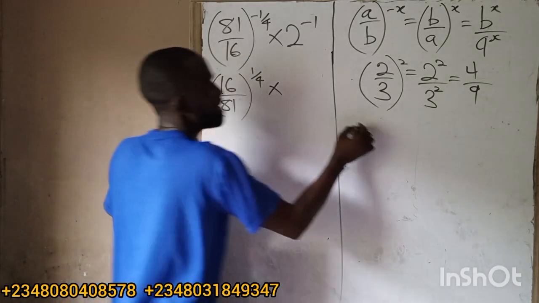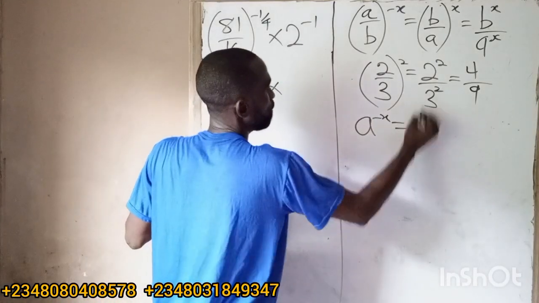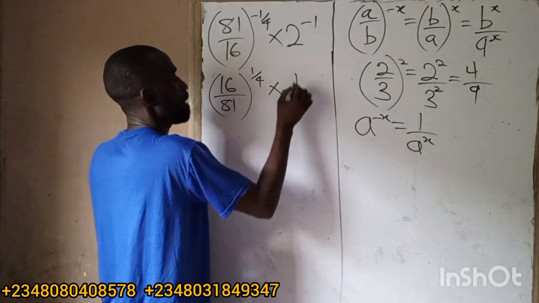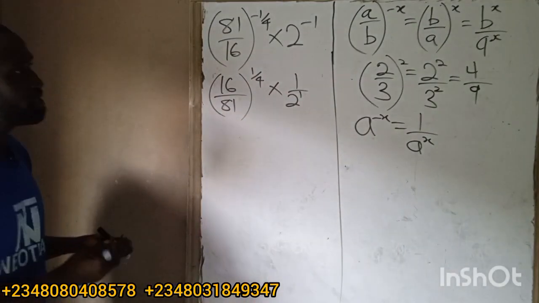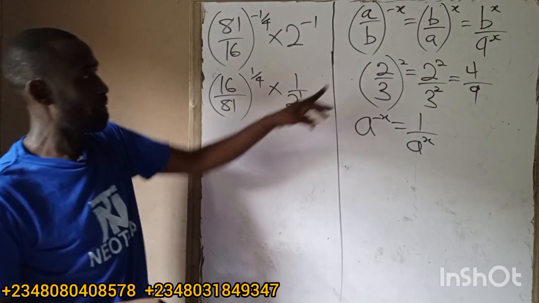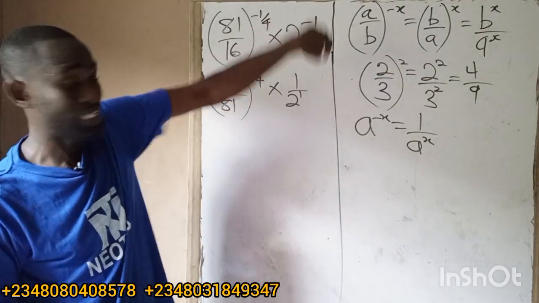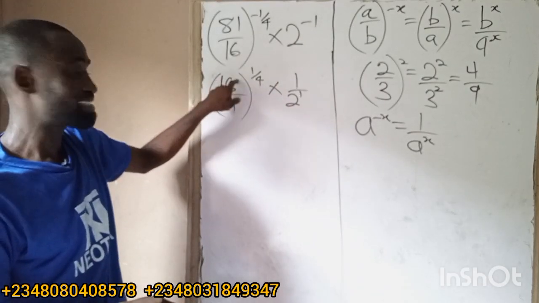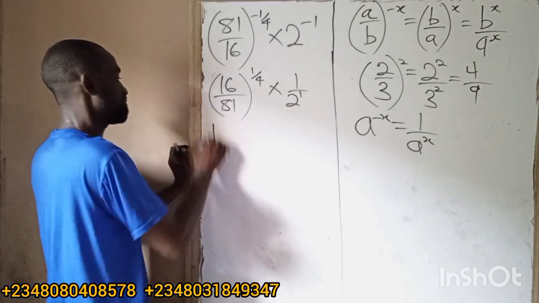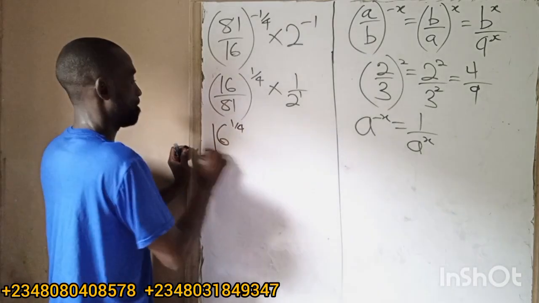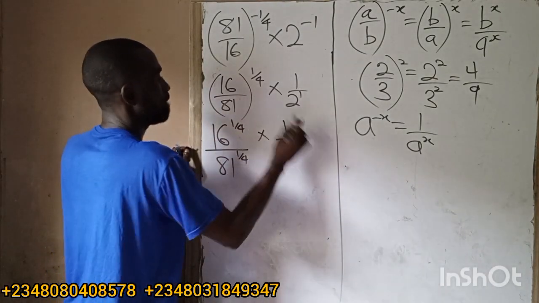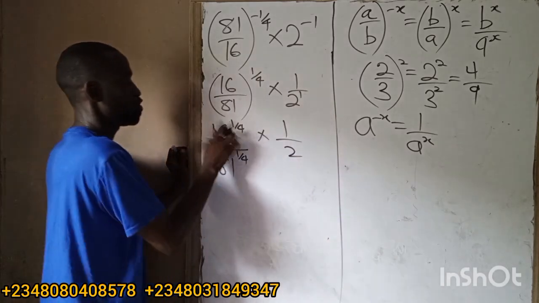Then times, if I have a raised to power minus x, it becomes 1 over a raised to power x. So this one will become 1 over 2 raised to power 1. Okay? So what's the next thing? This power will affect everything. If I open this bracket, that power affects the b and a. So this 1 over 4 will affect 16 and it will affect 81. So I'll now be having 16 raised to power 1 over 4, all over 81 raised to power 1 over 4, then times 1 over 2 raised to power 1, which is 2. So break this one down.